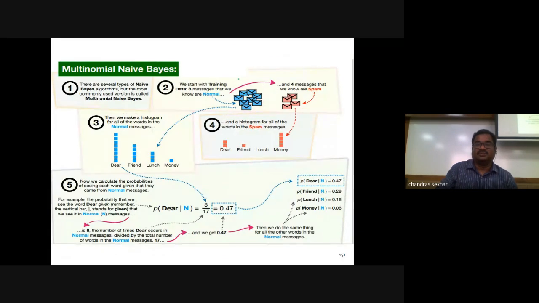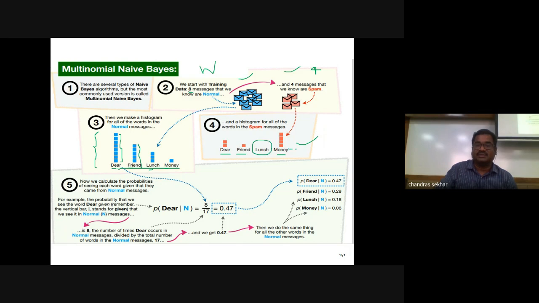Okay, see here. So we got some set of mails. We receive twelve messages. We already know, based upon our experience, that eight are normal and 4 are spam. That is the a priori information. Next, when I open all the normal mails, I found that the word dear is present these many times. Friend is present these many times. Similarly, lunch and money. In spam case also, we have dear, friend, lunch, money. See, lunch is not present here.